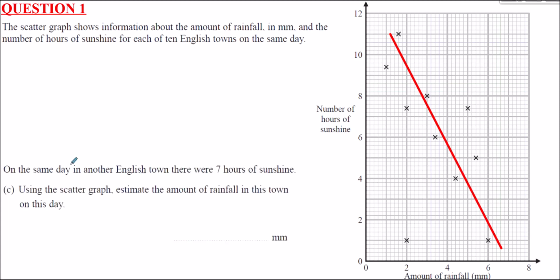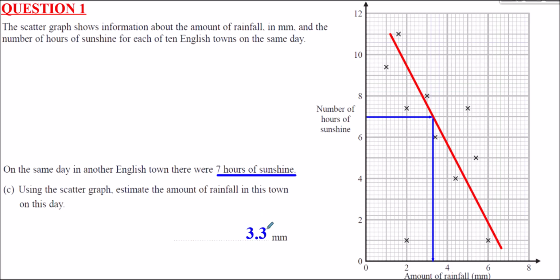Part C, it says on the same day in another English town there were 7 hours of sunshine. Using the scatter graph, estimate the amount of rainfall in this town on this day. This is where a line of best fit really comes in handy. So what we can do here is we can read off on our grid at 7 hours of sunshine until we hit our line of best fit, then read down and work out the amount of rainfall estimated from our line of best fit. So on mine, which might be different to yours, which is okay, 7 hours, I read off here, then go down, and for my line of best fit, I'm getting a value of about 3.3. So that's what I'm going to put here, 3.3 millimetres.